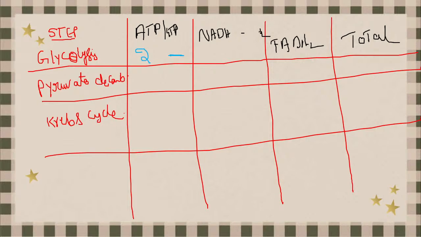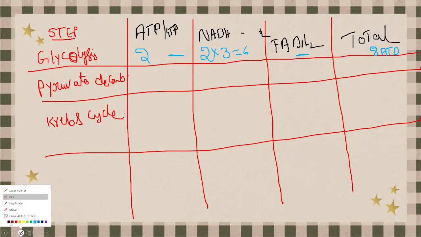The 6th step of glycolysis. Which step, friends? The 6th step of glycolysis, we produce 2 NADH molecules. You all know that 2 into 3 is 6 molecules of ATP. Is there any production of FADH2 in glycolysis, friends? There is no way. So 6 plus 2, total 8 ATP we got only in glycolysis.